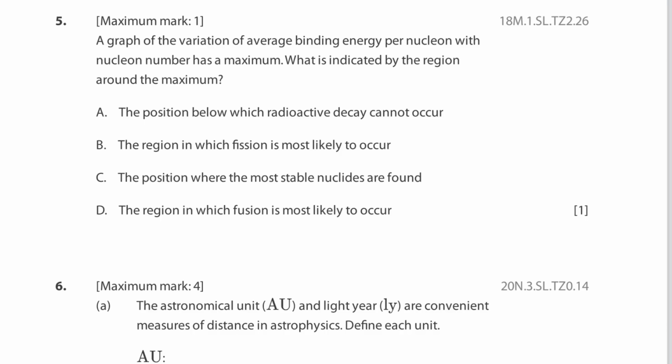Question 5. A graph of the variation of the average binding energy per nucleon with nucleon number has a maximum. What is indicated by the region around this maximum? The region around the maximum shows that they're stable. So we want to look for the word stable. C, the position where the most stable nuclei are found. The answer is C.